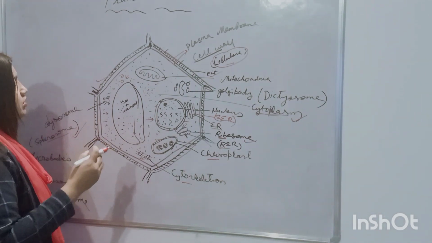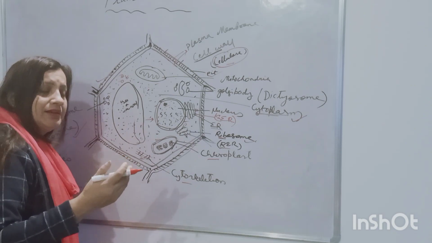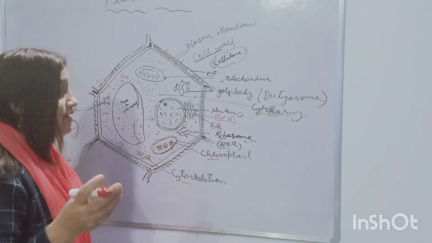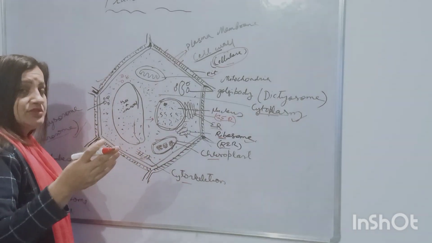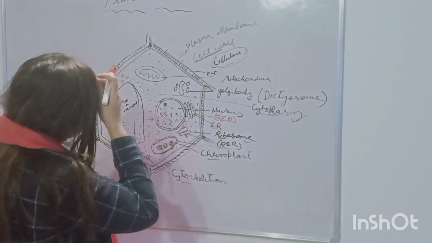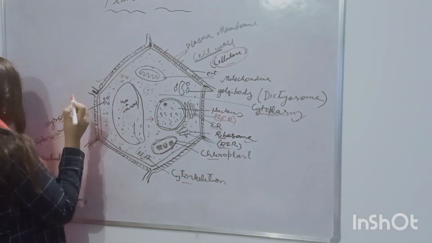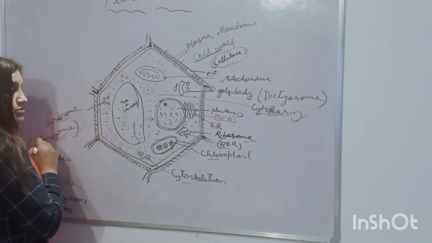And lysosome we all know as the suicide bag of the cell because it contains hydrolytic enzymes, and those enzymes can digest the cell itself at the time of emergency or at the time of need, as required by the cell. Therefore lysosome is called the suicide bag of the cell. In plants it is called spherosome.